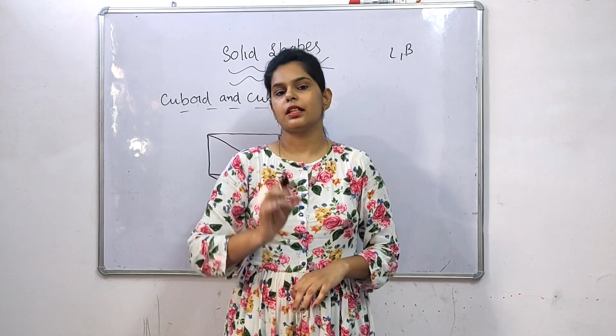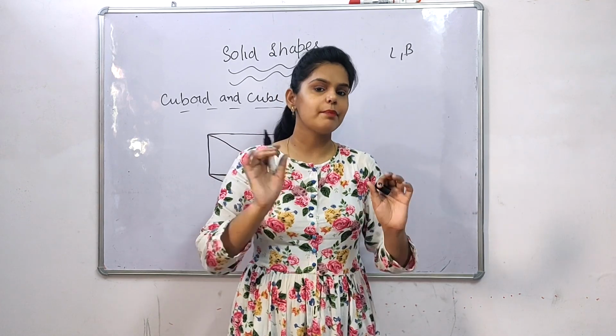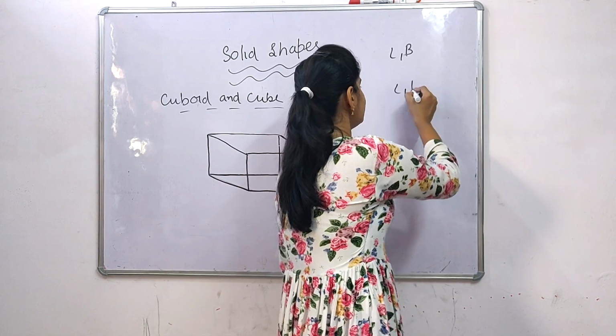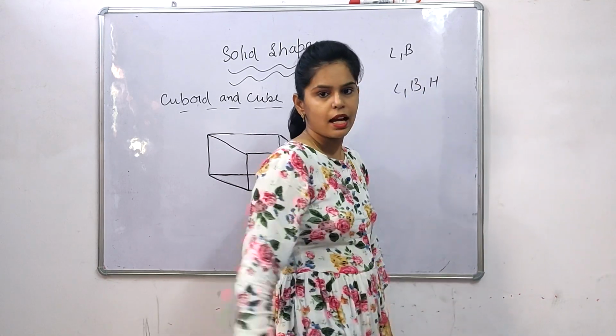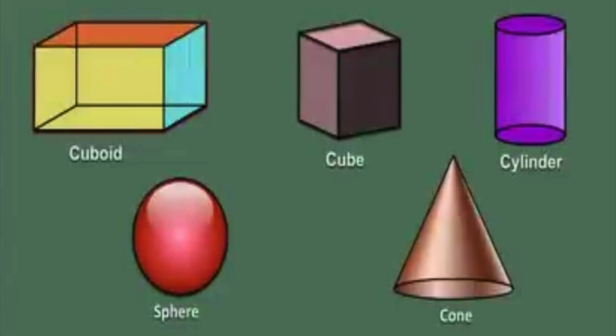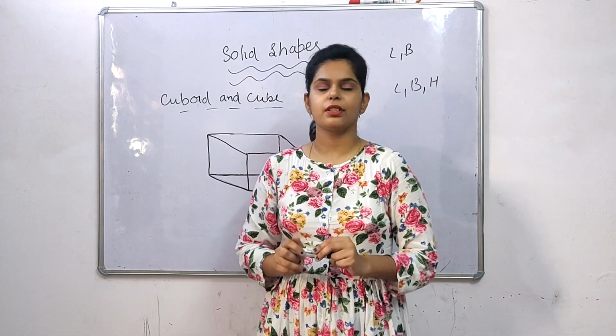3D shape means 3 dimensions, so 3 measurements are there: length, breadth and height. So look at this picture. In this picture all shapes are 3D shapes. Now we will discuss these shapes one by one.